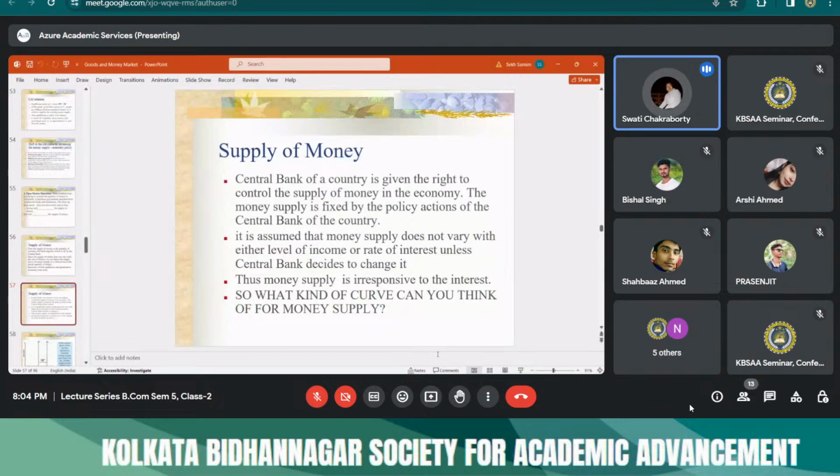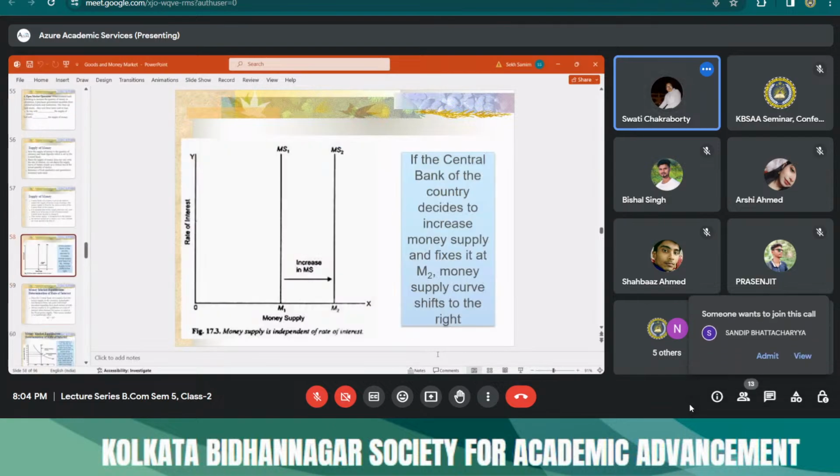So if you go to the next slide, slide number 58, that's what we say, that the money supply curve, as I said, is a vertical line. It doesn't depend on the rate of interest. If the central bank wants to increase the money supply, the money supply curve just shifts to the right. At the same rate of interest, it just shifts to the right.